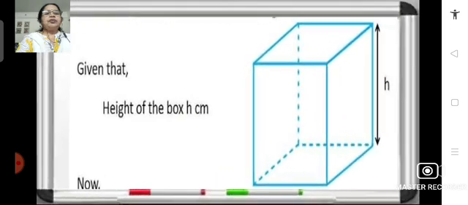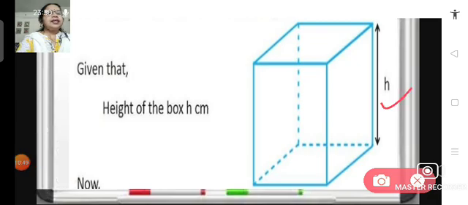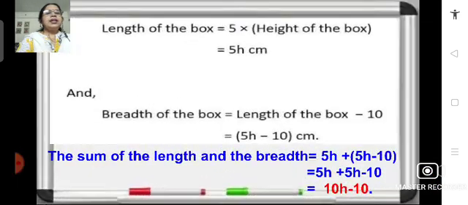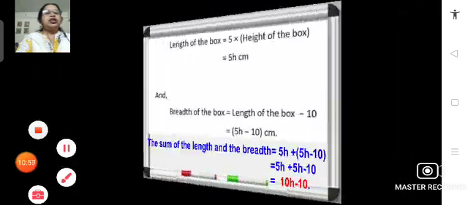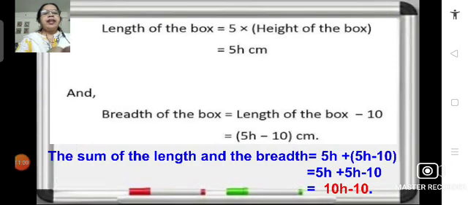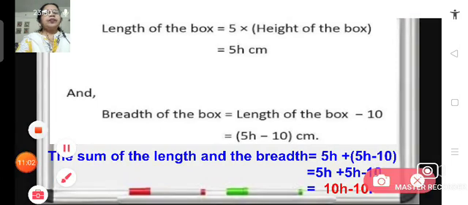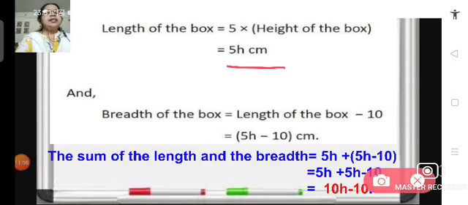So, how do we solve this? Given that the height of the box is h centimeters. Okay, this is its height. And what is its length? It is 5 times the height of the box. That means it is 5h centimeter. And what will be the breadth of the box? It is 10 less than the length of the box. That means length of the box minus 10. That means it is 5h minus 10.